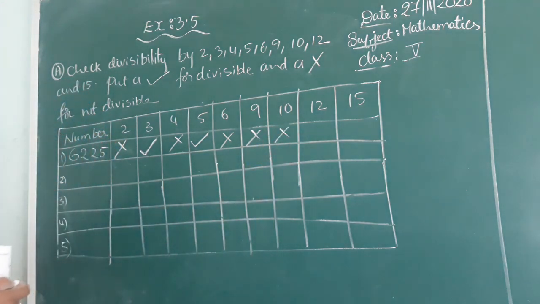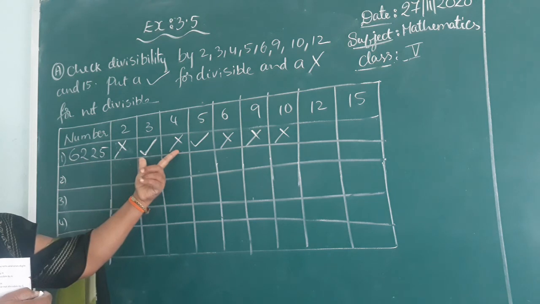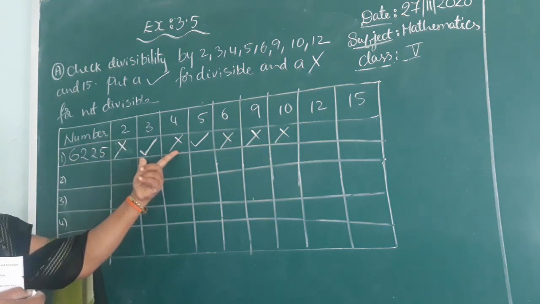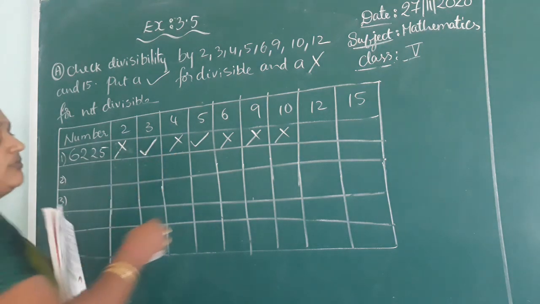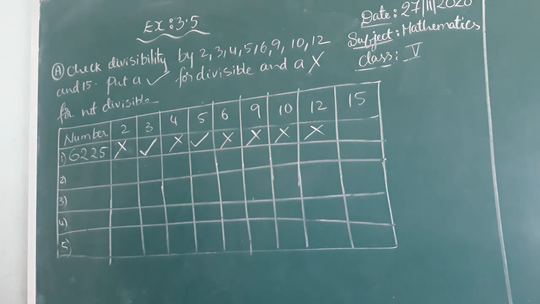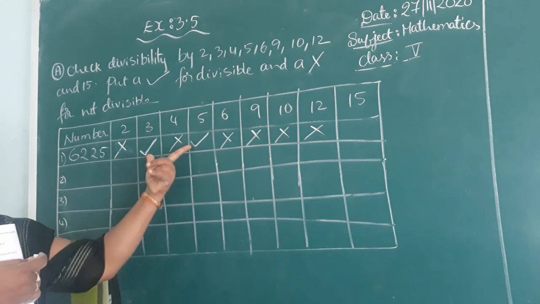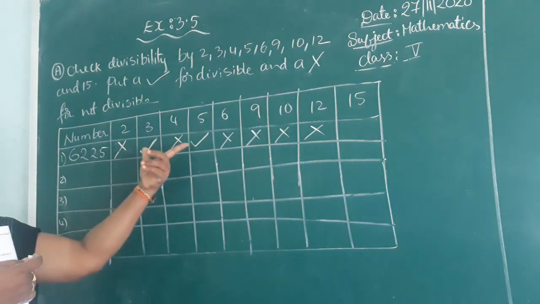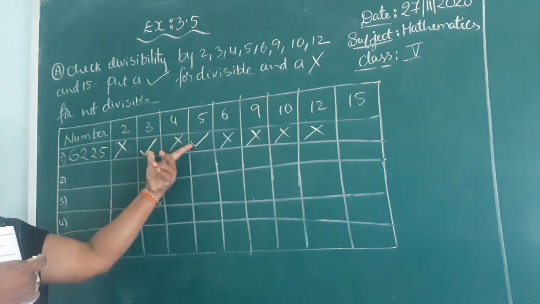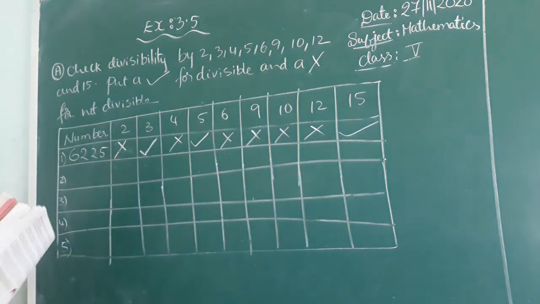Next, 12. If a number is divisible by 3 and 4, check the divisibility of 3 and 4, children. Here both are not given a tick mark, that means both are not divisible. Only one of them is divisible, so for 12 also it is wrong. Next, 15. If a number is divisible by both 3 and 5, then it is divisible by 15. Both 3 and 5 have tick marks, so it is divisible by 15 also. See the next number, children.